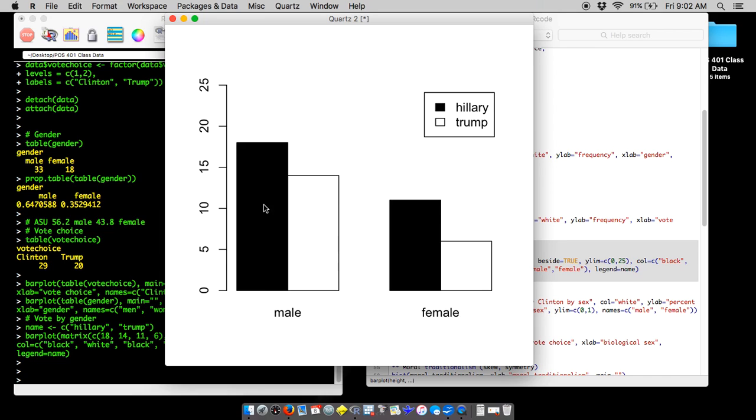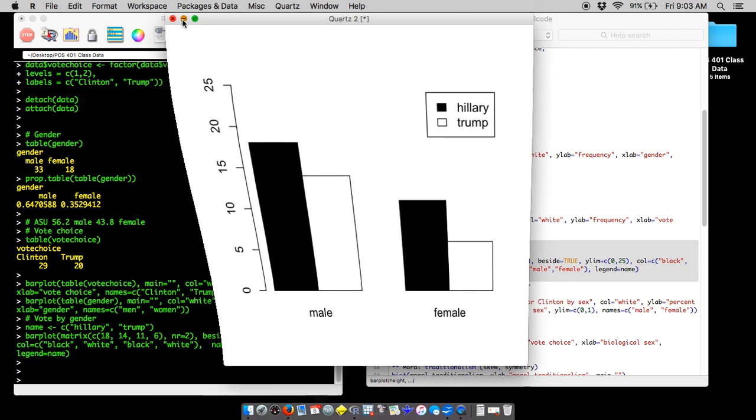So here we have the number of men who are going to vote for Clinton, the number of men that are going to vote for Trump, the number of women that are going to vote for Clinton, and the number of women that are going to vote for Trump. And you can see the legend here, which you're probably familiar with.